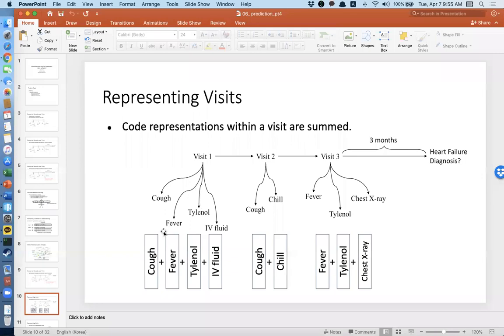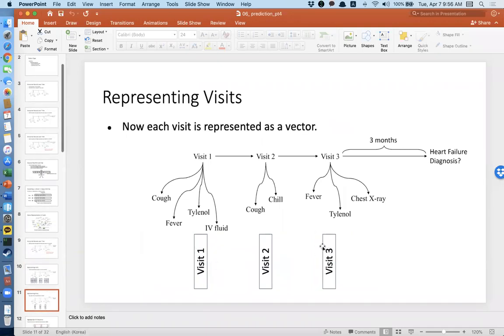And naturally these four things happen within the same visit. These two things happen within the same visit. These three things happen within the same visit. So maybe it's a good idea to sum them all up, the cough, fever, Tylenol, IV fluid embeddings, because they happen in the same visit. Sum these two up, sum these three up, in order to derive the visit embedding or visit representation vector.